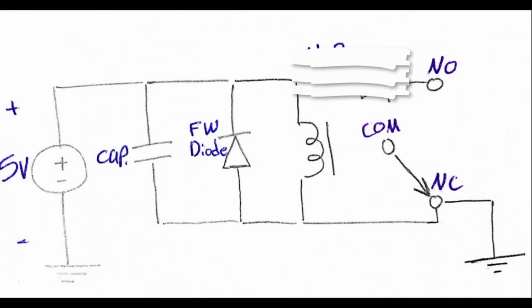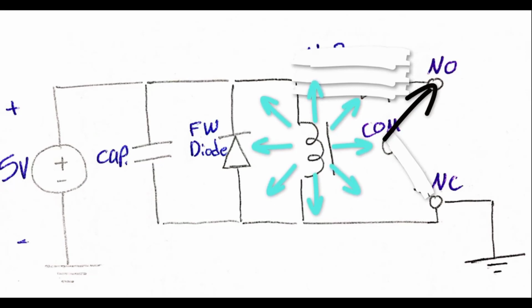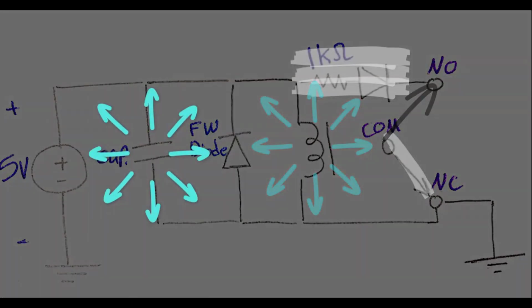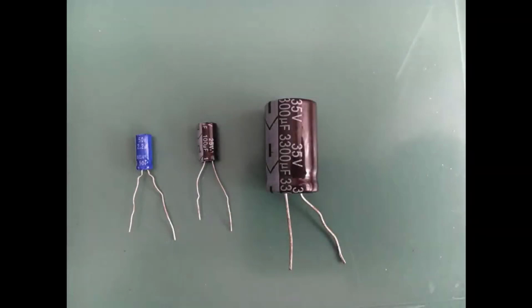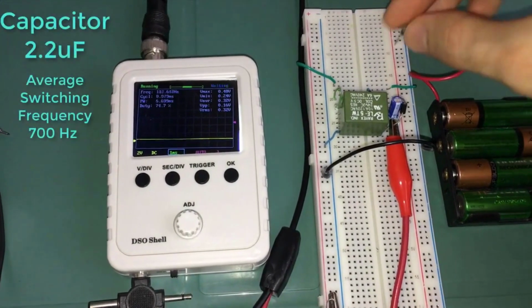There's one more trick to talk about. Connecting a parallel capacitor to the relay coil will slow down the relay switching frequency, because now the relay coil will take more time to be energized, since during this time the capacitor is getting charged as well. So as an experiment, I will be connecting different capacitor values parallel to the relay coil to change its switching frequency, and let's see what will happen.